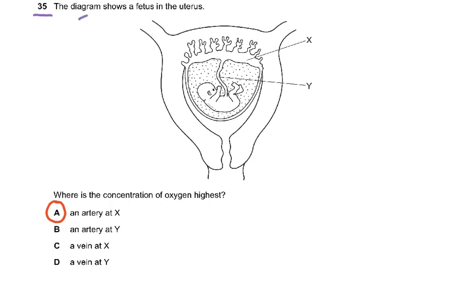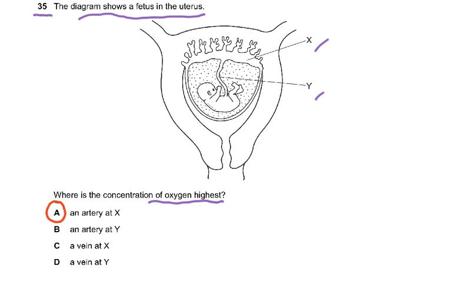Question 35. The diagram shows a fetus in the uterus, and we have X where the placental blood vessels are, and Y is the umbilical cord. Where is the concentration of oxygen highest? An artery at X, an artery at Y.